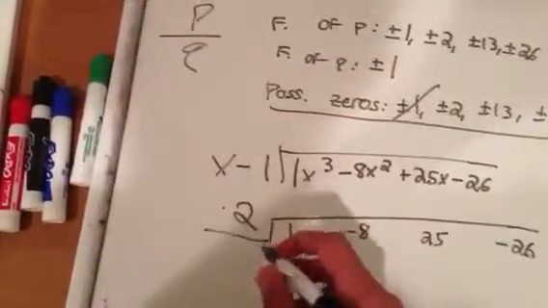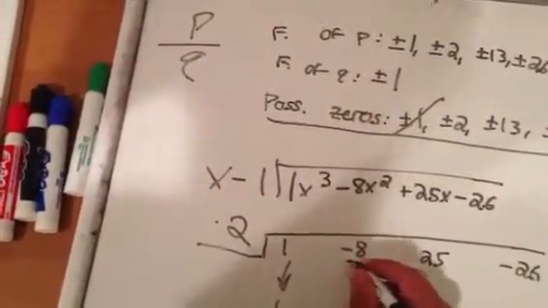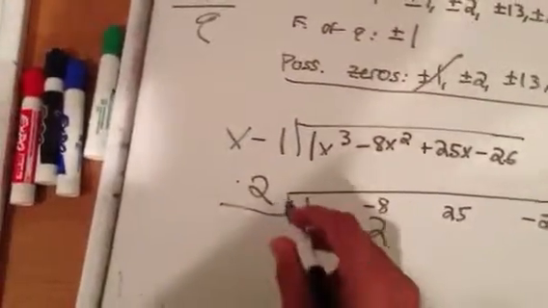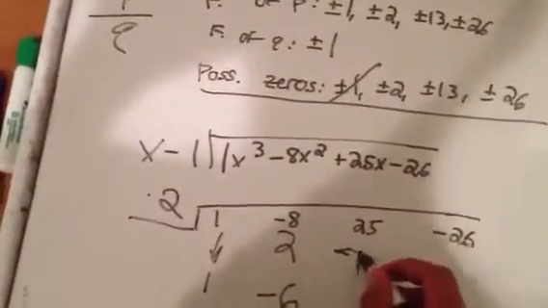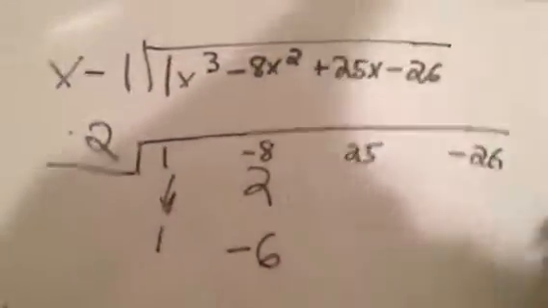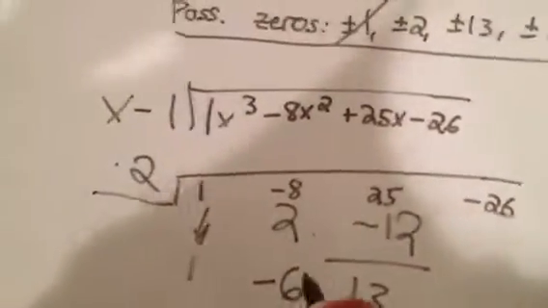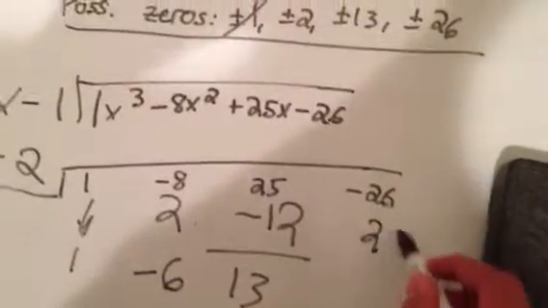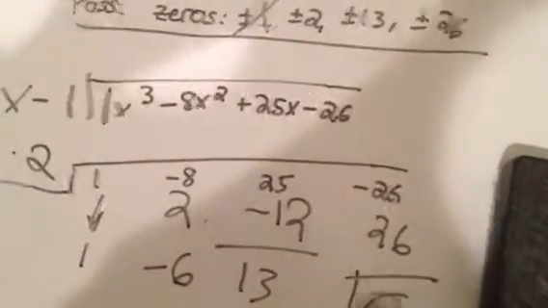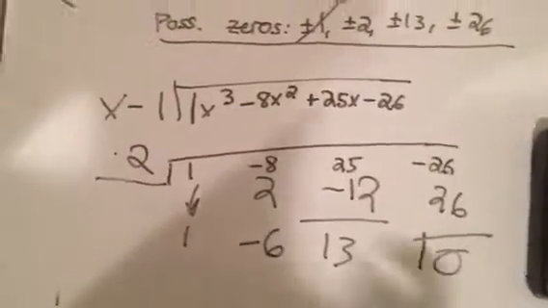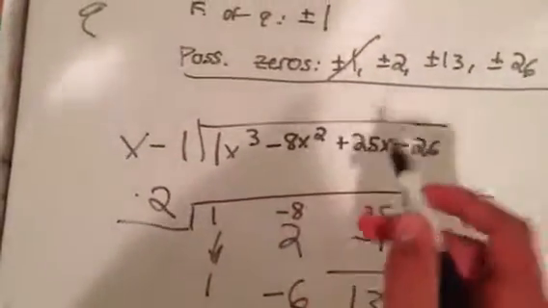1 times 2 is 2. I add it here. I get -6. -6 times 2 is -12. And like I said, that's a really bad -12. And I get 13. 13 times 2 is 26. Voila! This equals 0. And you know what that means, guys? Like I just said earlier, 2 is a 0 of this function.